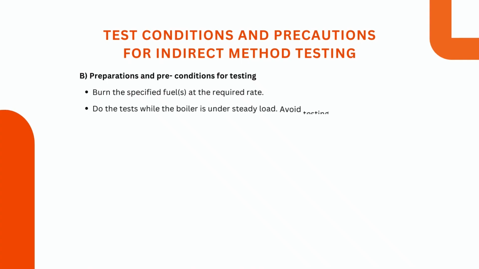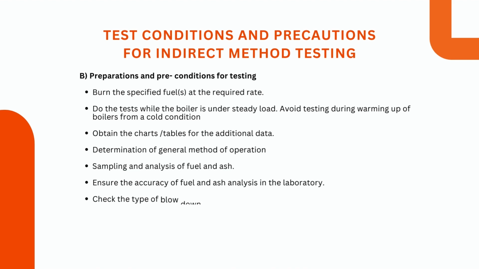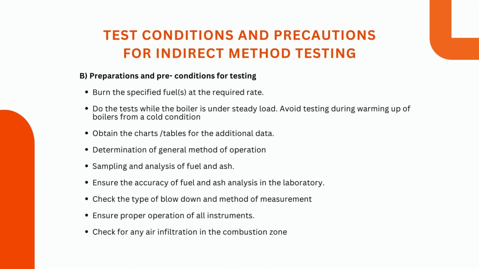Preparation and preconditions for testing. Burn the specified fuels at the required rate. Do the test while the boiler is under steady load. Avoid testing during warming up of boilers from a cold condition. Obtain the charts and tables for the additional data. Determination of general method of operation, sampling and analysis of fuel and ash. Ensure the accuracy of fuel and ash analysis in the laboratory.